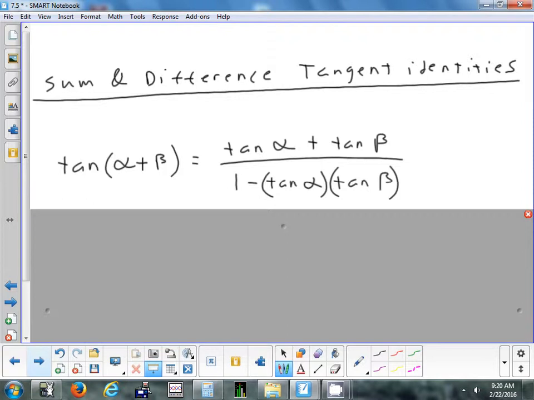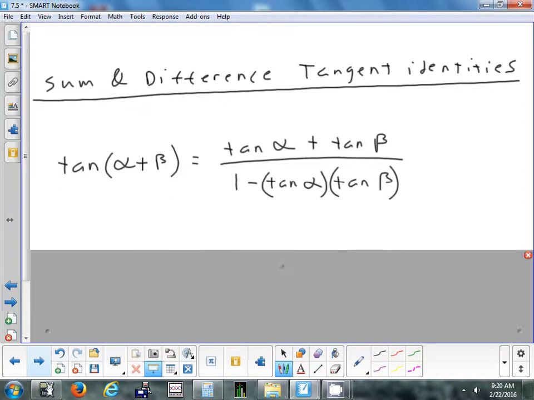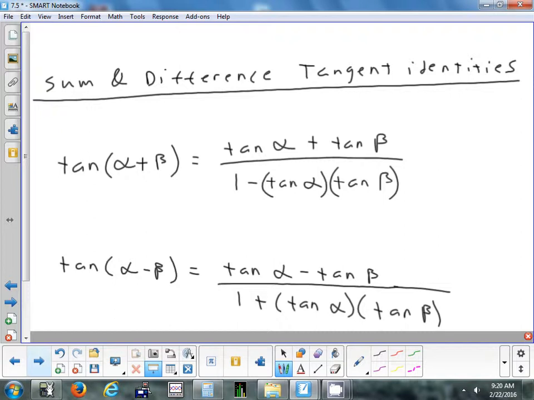Okay, tangent of a sum is tangent of the first plus tangent of the second divided by 1 minus tangent of the first, tangent of the second. And then tangent of a difference, it's basically the same thing, it's just the pluses and minuses switch. Okay, so tangent of a difference, tangent first minus tangent second, over 1 plus tangent first times tangent second. Okay, and maybe I'll do tangent 15. I'll just do a basic one so you can see how it works.